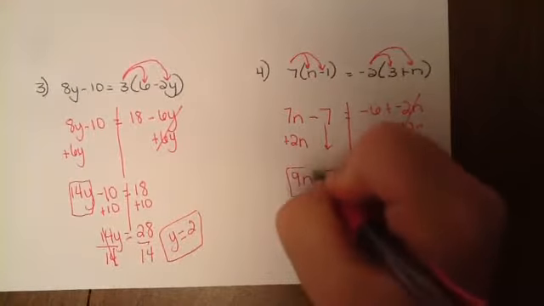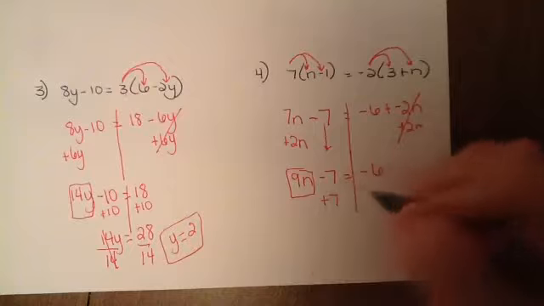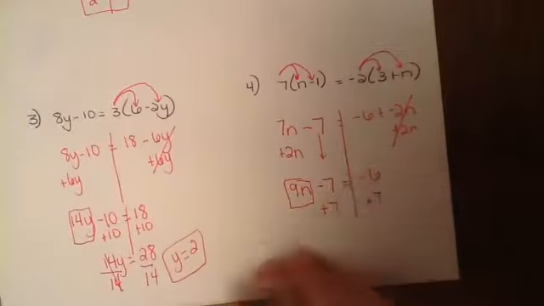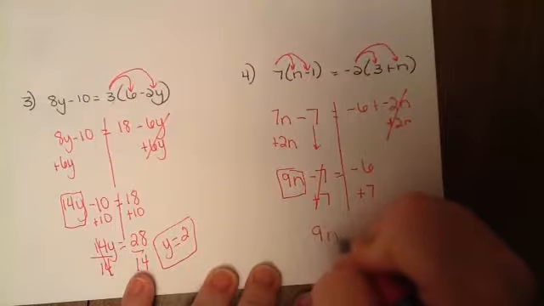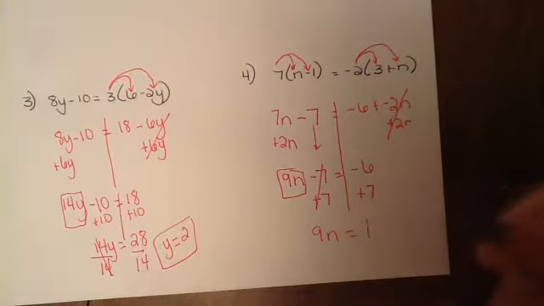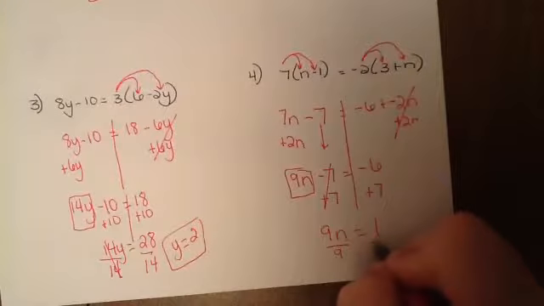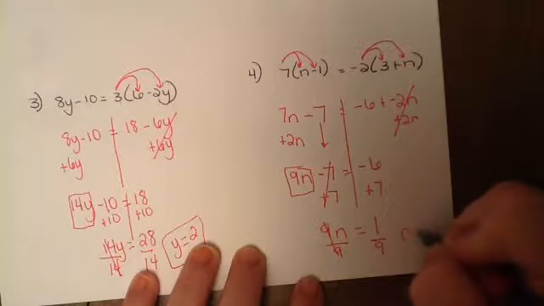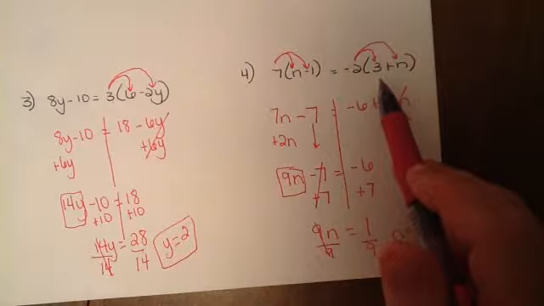Get rid of what piece is not attached to the variable. How do you get rid of a -7? Plus 7. What do I do on one side? Do to the other. 9n equals 1. And what do we have to do to get n by itself? Divide by 9. Divide by 9. N equals 1/9.